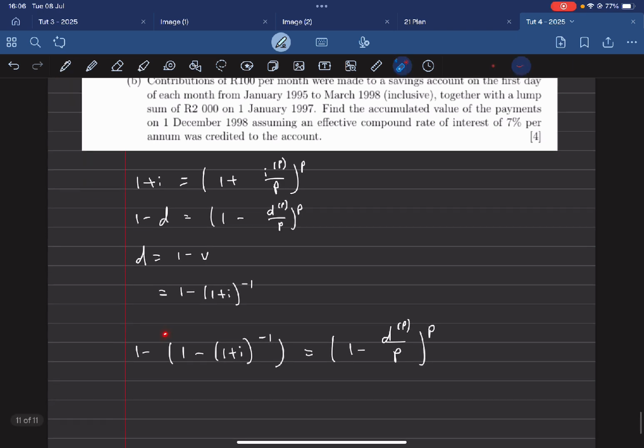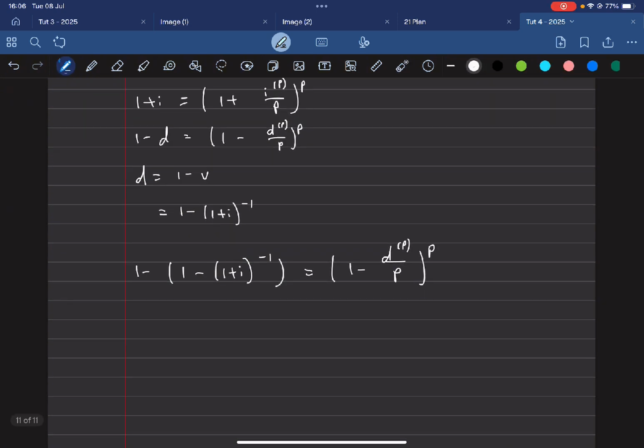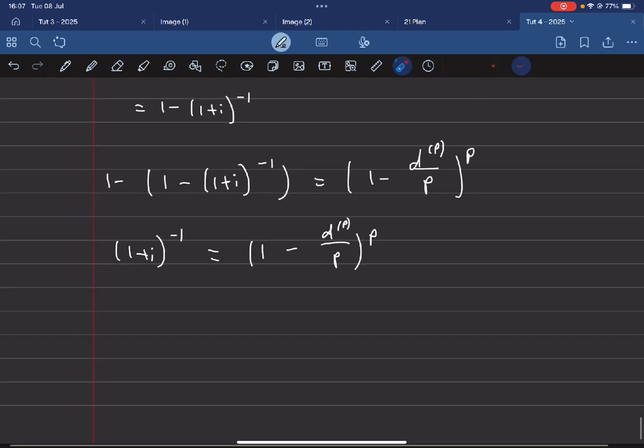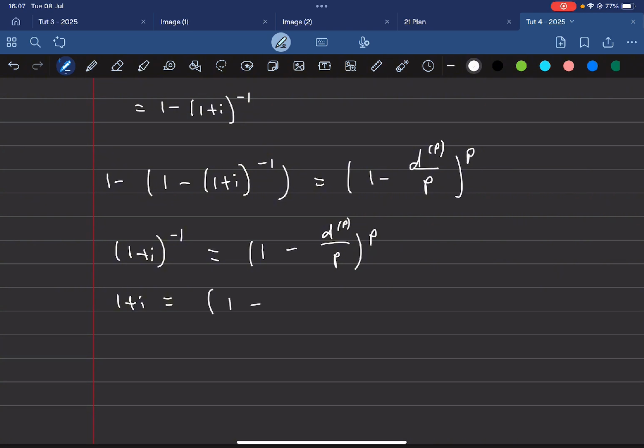Okay, when you put in the negative, you're going to get 1 minus 1, so that's going to cancel out, and then this is going to become positive. So you get (1 plus i) to the power of negative 1 is equal to (1 minus d^(p) over p) to the power of p. Cool stuff. So now I'm going to raise both sides to the power of negative 1 to get rid of this. So then we get 1 plus i is equal to (1 minus d^(p) over p) to the power of negative p. Cool. That's pretty good.